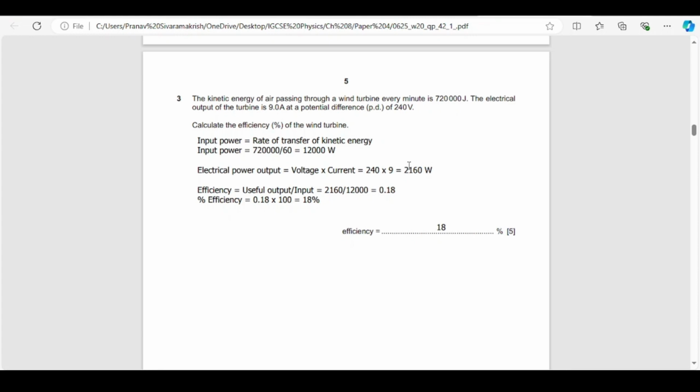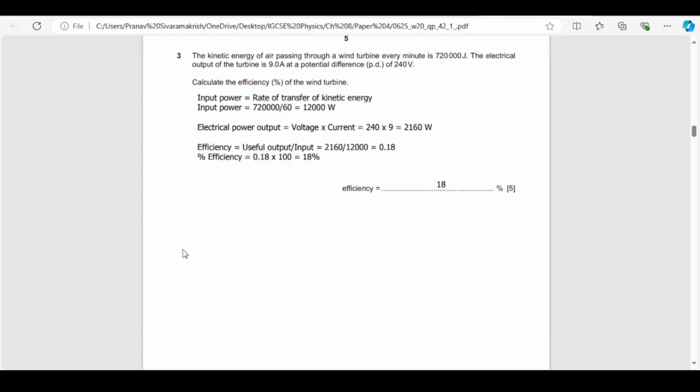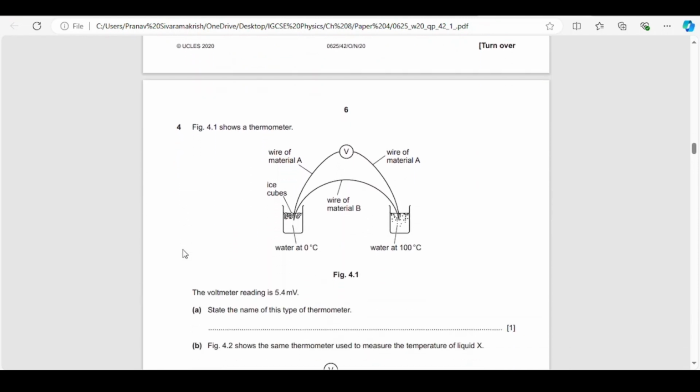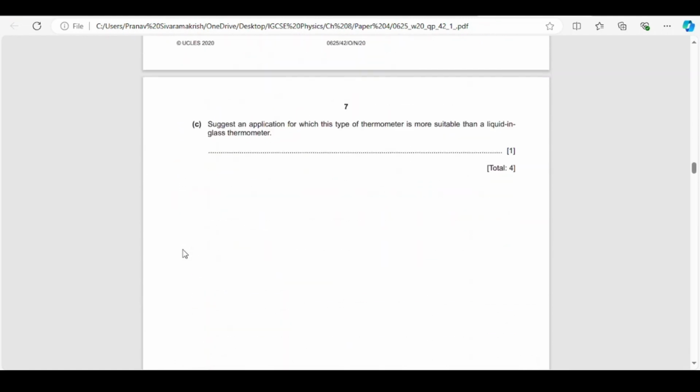So to find the efficiency, we have to divide the useful power output by the total power input, which would be 2160 divided by 12,000. That gives me 0.18, which is 18%. So 0.18 multiplied by 100 gives me 18%. So that is the efficiency of this wind turbine, which is really low. 18% efficiency is really low. So a lot of the energy is lost either to heat or to sound. I know wind turbines can be quite loud when you're near them. So yeah, that's not a very efficient system.